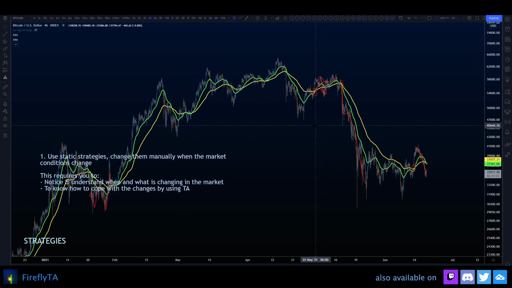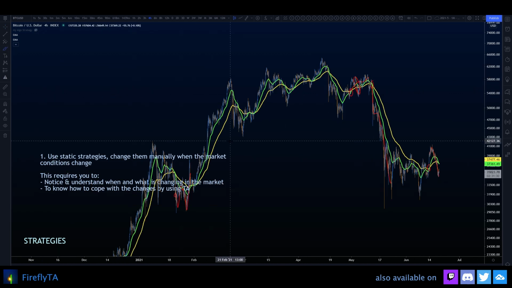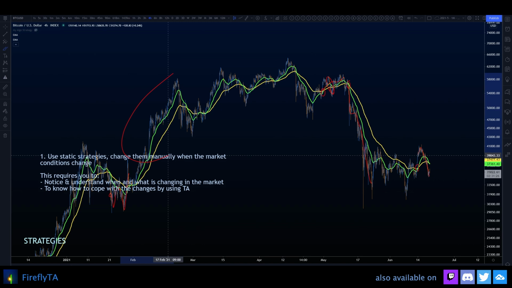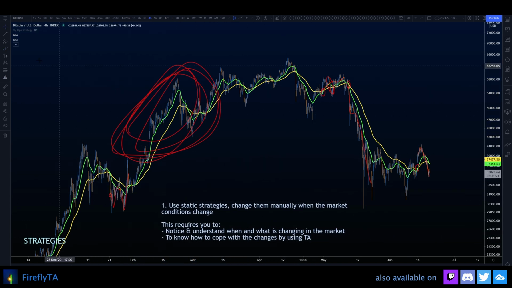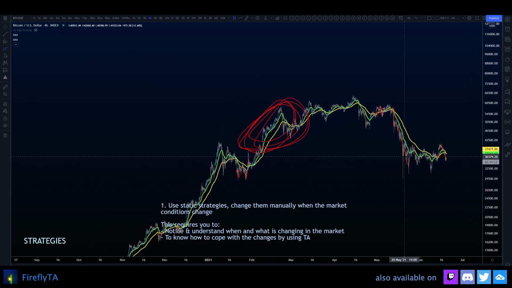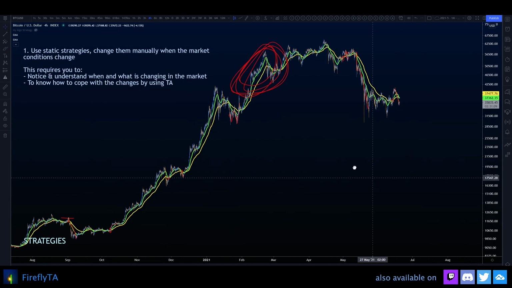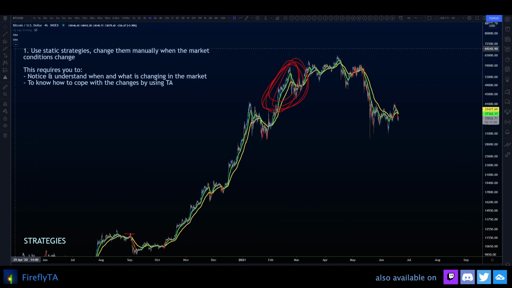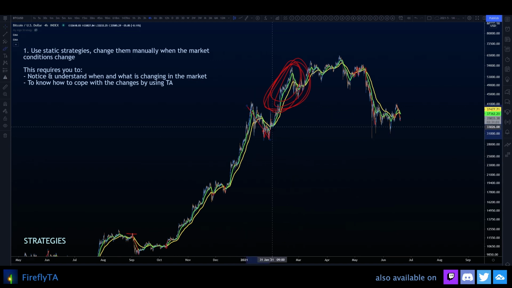For example, right here, this is the spot where you would want to notice that the market is changing. This is the area where the market has started to shift. Look, we had this super strong uptrend, a first major pullback, still super strong uptrend, and then shortly after this move, this high, we have found our new high and another sharp pullback.